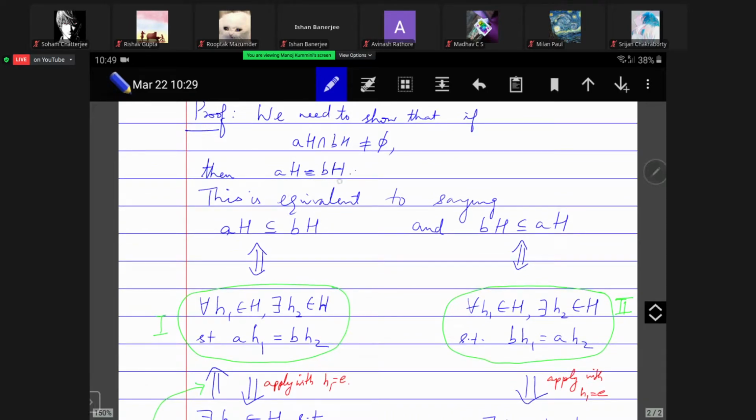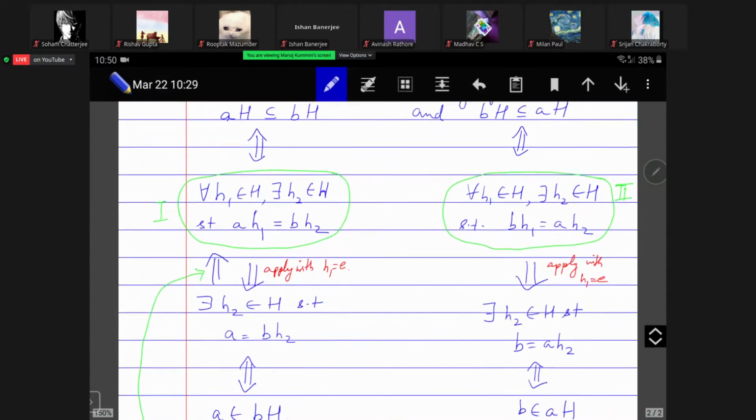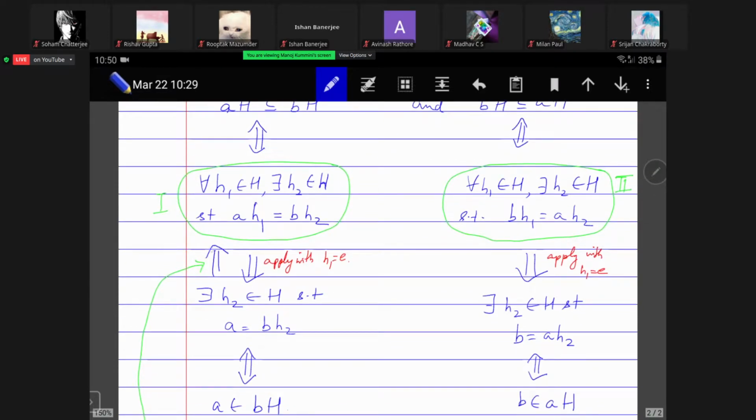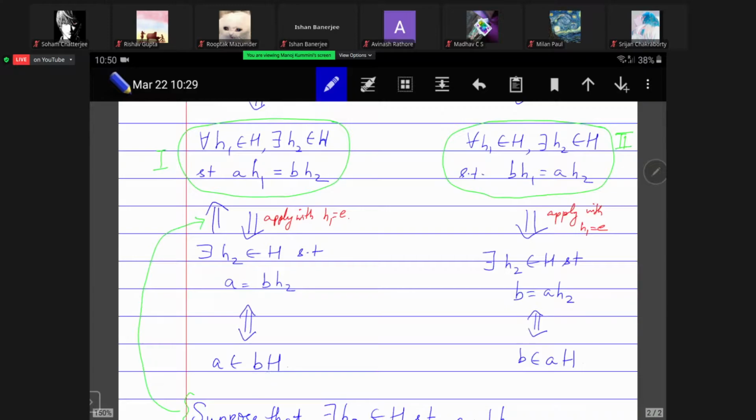So AH equals BH can be broken into two statements: AH is inside BH and BH is inside AH. It is easy to write that this condition from definition is equivalent to the two things, Roman 1 and Roman 2, that I've circled in green. We immediately observe that the statements circled in green imply the statements below them, respectively. That is just saying A is inside BH and B is inside AH.